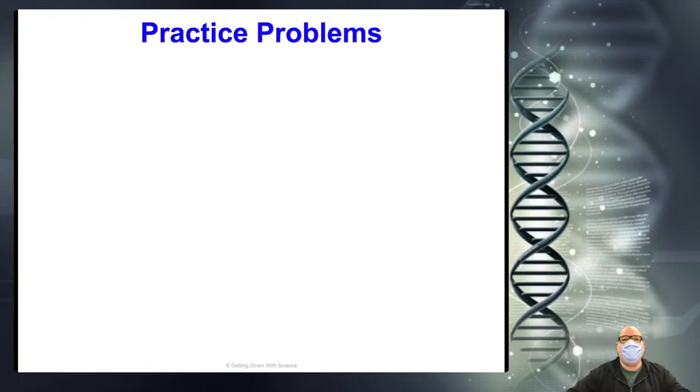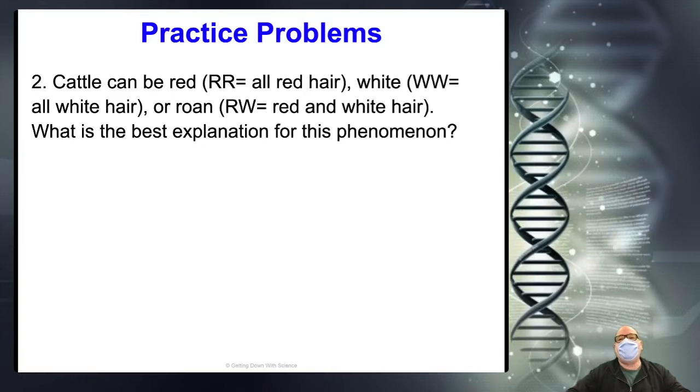One more little practice problem in the middle here. Cattle can be red, white, or roan, which is some kind of mix here. What's this one? This is codominance because both colors exist together.